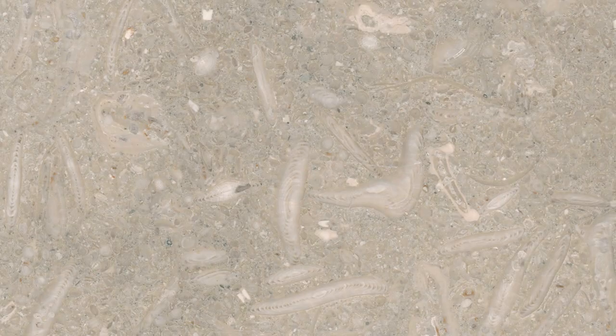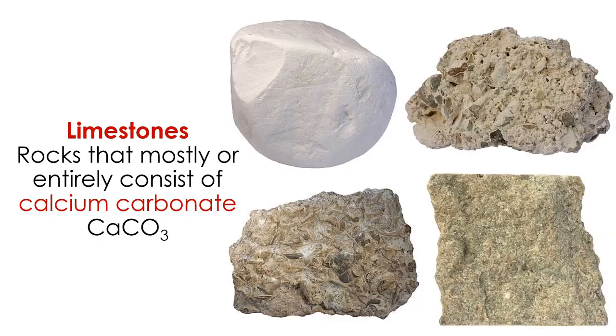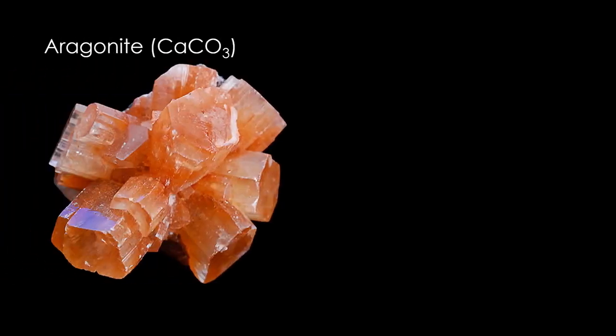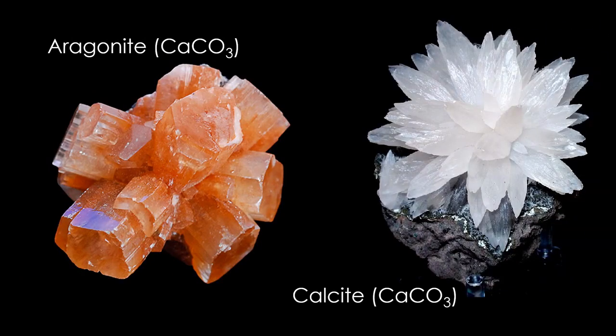In this context, what makes one limestone different from another? What exactly does it consist of? Let's start from the beginning. By definition, a limestone is a sedimentary rock that consists mostly or entirely of calcium carbonate. This calcium carbonate may be present in one of two mineral forms, aragonite or calcite.